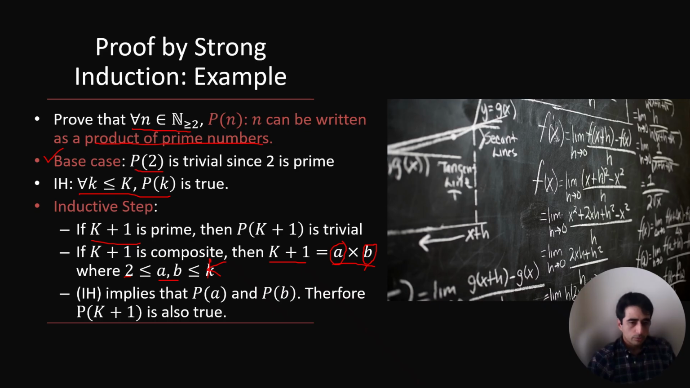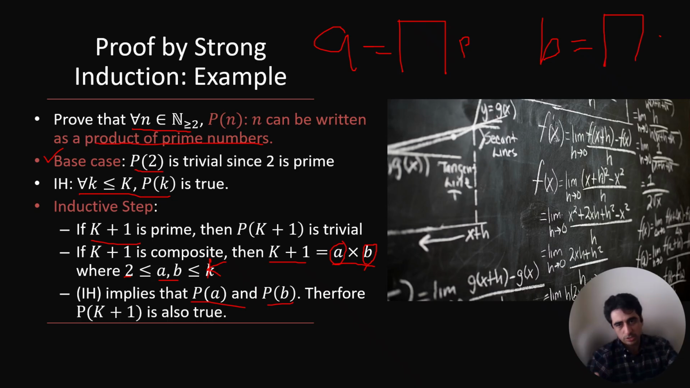Now, given our inductive hypothesis, both P of A and P of B are true. That means you can write A as the product of a bunch of prime numbers, I call them P, and B can be written as the product of a bunch of other prime numbers, I call them Q. P and Q are just placeholders for a bunch of prime numbers.